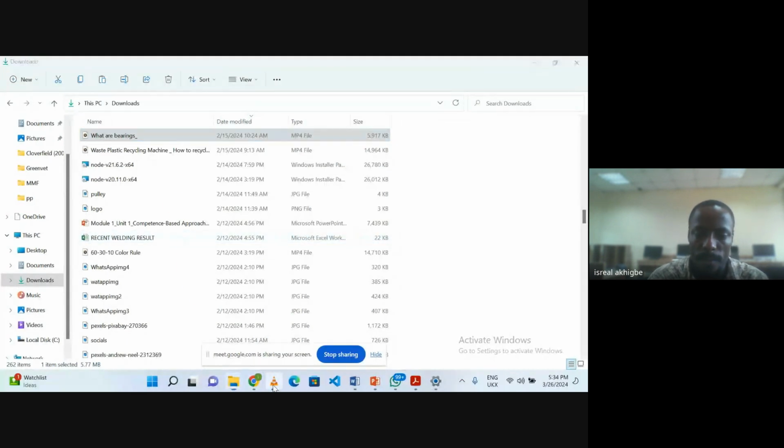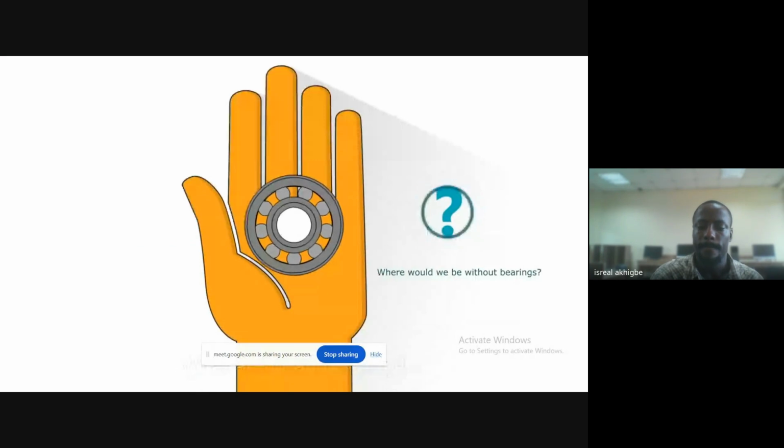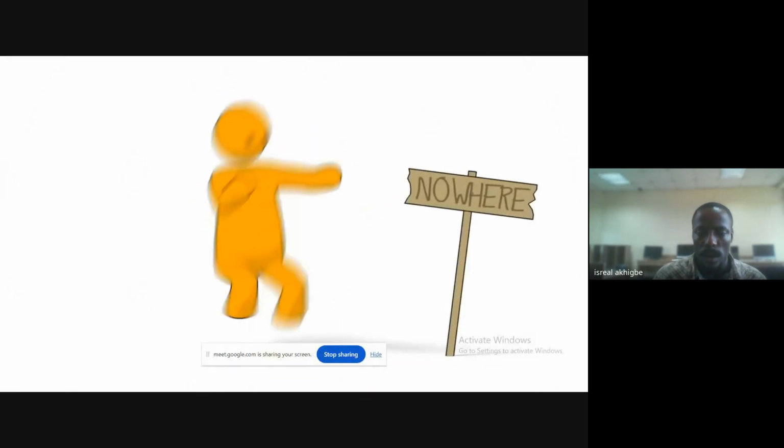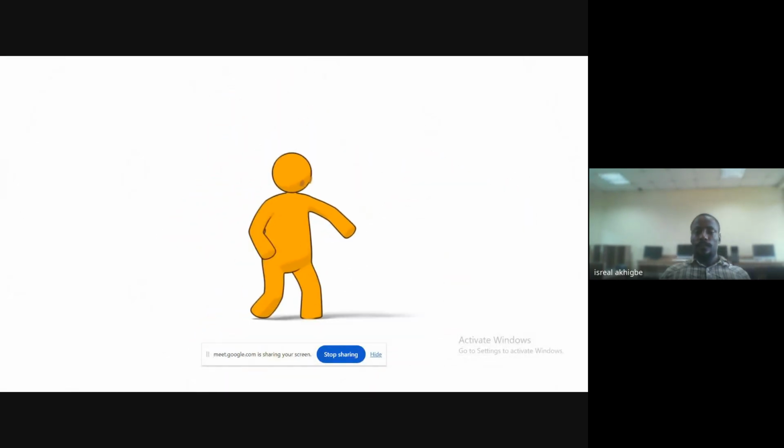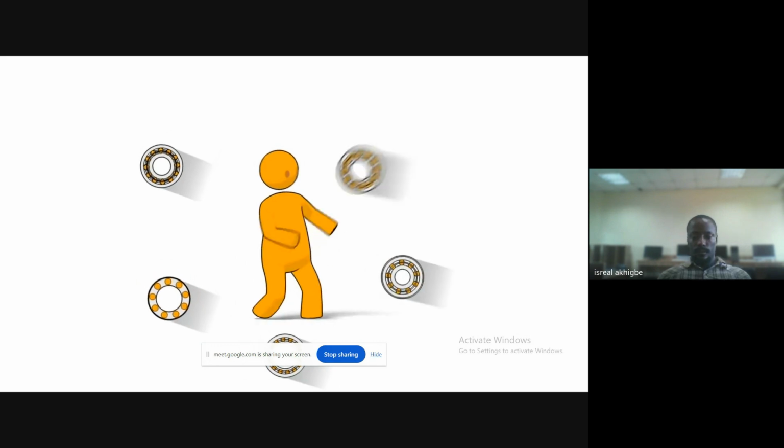Where would we be without bearings? Well, the short answer is nowhere. Bearings are so much a part of our everyday life that there isn't much.